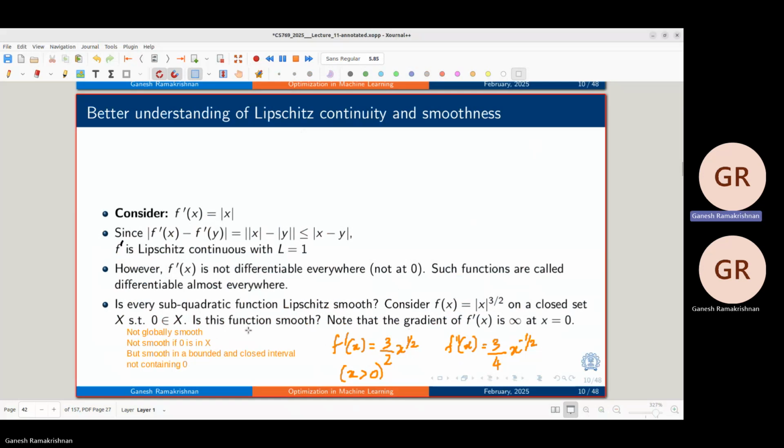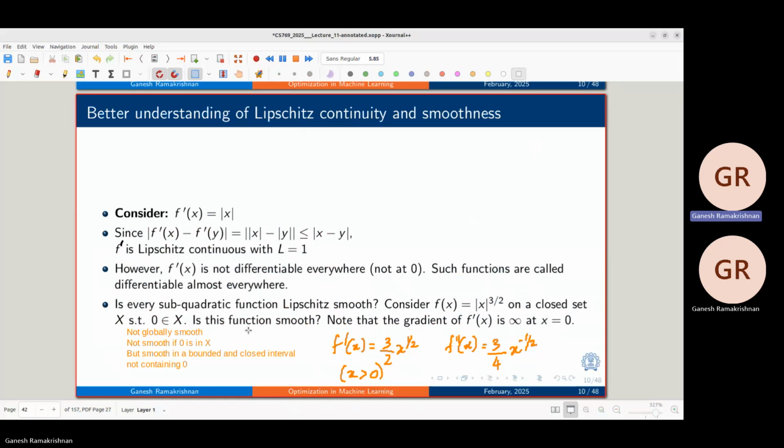So subquadratic functions, again, just because x raised to 4 is not smooth, doesn't mean that subquadratic functions become smooth. But many subquadratic functions are smooth. If you remove the absolute value, x raised to 3 by 2, do you think it's smooth? Instead of absolute value of x raised to 3 by 2, just x raised to 3 by 2, do you think it's smooth? X raised to 3 by 2 looks smooth, right? The problem is absolute value here. Otherwise, x raised to 3 by 2.